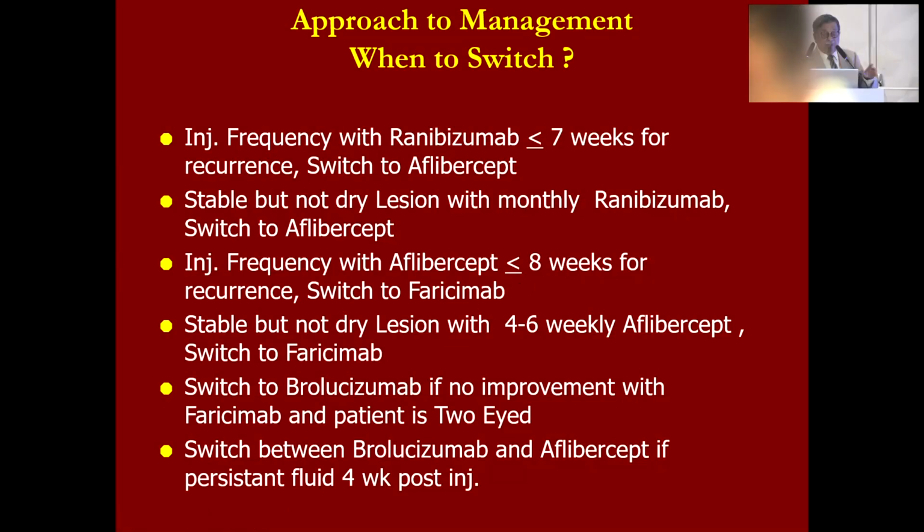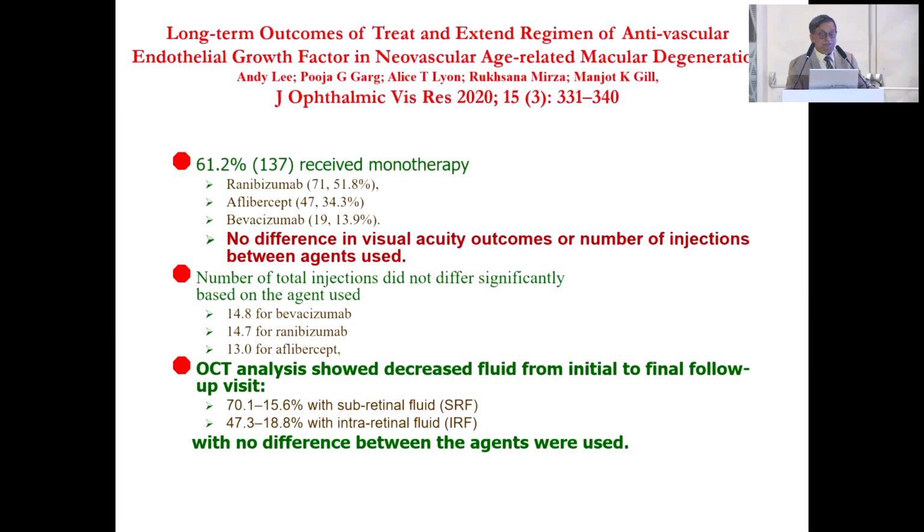Brolucizumab I would only do if the patient doesn't improve with faricimab and the patient is two-eyed, and in that case too, I would not repeat brolucizumab at least once in 8 weeks I will keep. I may, 4 weeks later, if there's still fluid, give aflibercept.